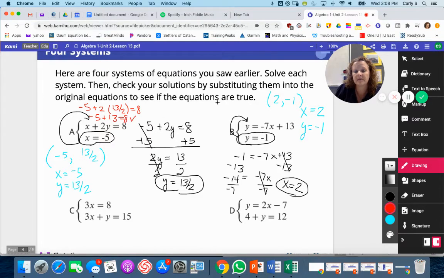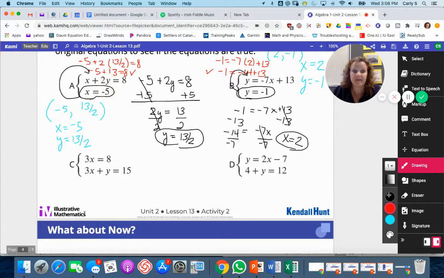It checks out. Here I have negative 1 equals negative 7 times 2 plus 13. Negative 1 equals negative 14 plus 13, which is correct. Okay, let's try to do this one right.